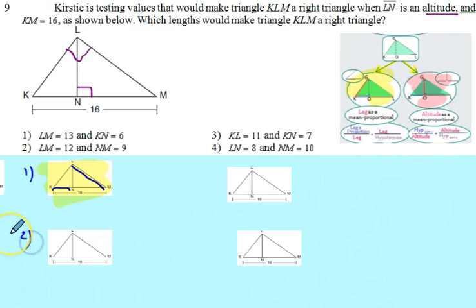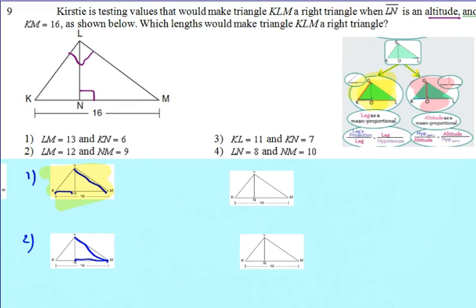Let's go to choice number 2 and continue our analysis by placing the values in. LM is a leg, so we already know most likely it's the same rule. And NM, the other piece of the hypotenuse. So because a leg is involved, we are using the same rule in choice 2 if we wanted to check the substitution.